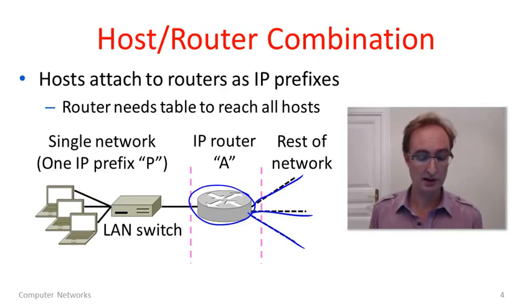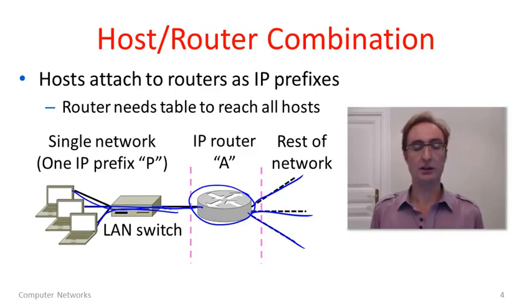Well, the hosts are attached to the routers. Now often there is a LAN switch here, so that we can attach multiple different hosts to the same LAN. As far as the router is concerned, all of these hosts are reachable over that one wire or wireless link. And even though there are multiple hosts here, it's really a single network, a single prefix that they're all representing. Whether it's one host or many, they're all on the same prefix.